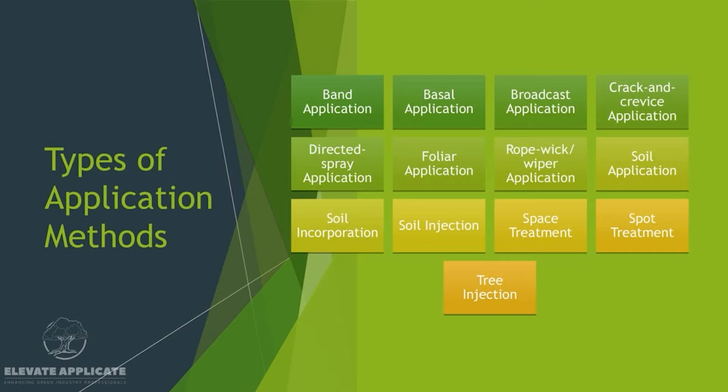Spot treatments, that's when you're going through and nitpicking, only treating certain locations. And then we have tree injection. That's where you actually put some sort of orifice into a tree, into the cambium layer, and you inject a product right into the vascular system of the tree so it can be carried out throughout the tree.